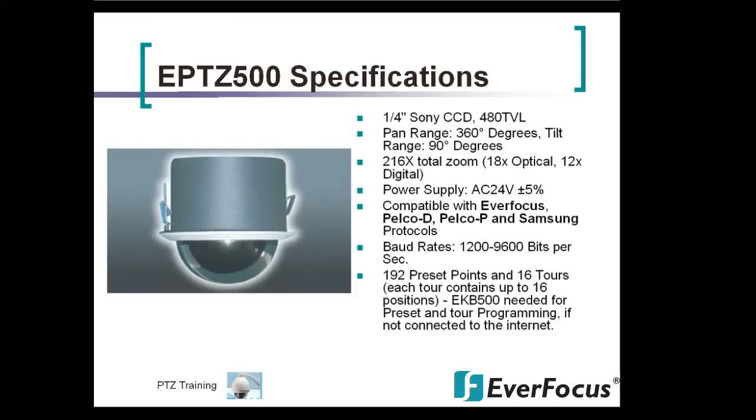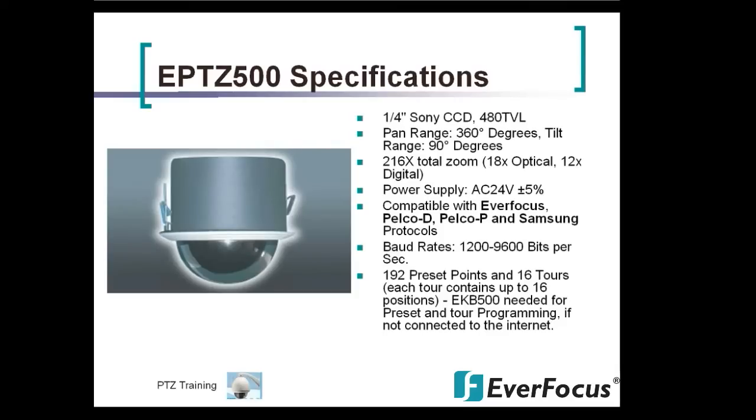The next camera we have here is the EPTZ500. This has a 1/4-inch Sony CCD chip, and that's 480 TV lines. The pan range is 360 degrees, and the tilt range is 90 degrees. Okay, with the EPTZ500, it is a total of 216 zoom, 18 optical and 12 digital. This too also uses a 24-volt power supply, and the compatible protocols are EverFocus, Pelco D, Pelco P, and Samsung. The baud rates available are 12 to 9600 also.